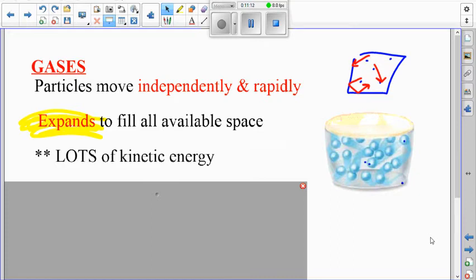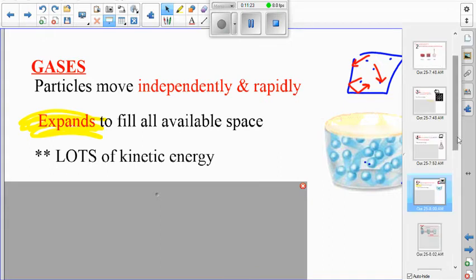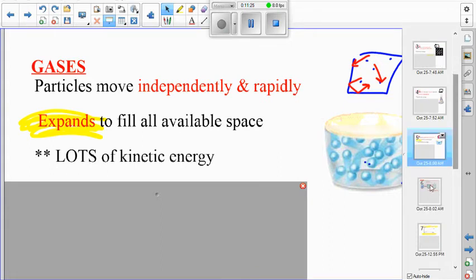They have a lot of kinetic energy. And when I say they have a lot of kinetic energy, that means, generally speaking, their temperature will be higher, because temperature is the average kinetic energy of a particle. Good times, good talk. Things are heating up, pun intended.